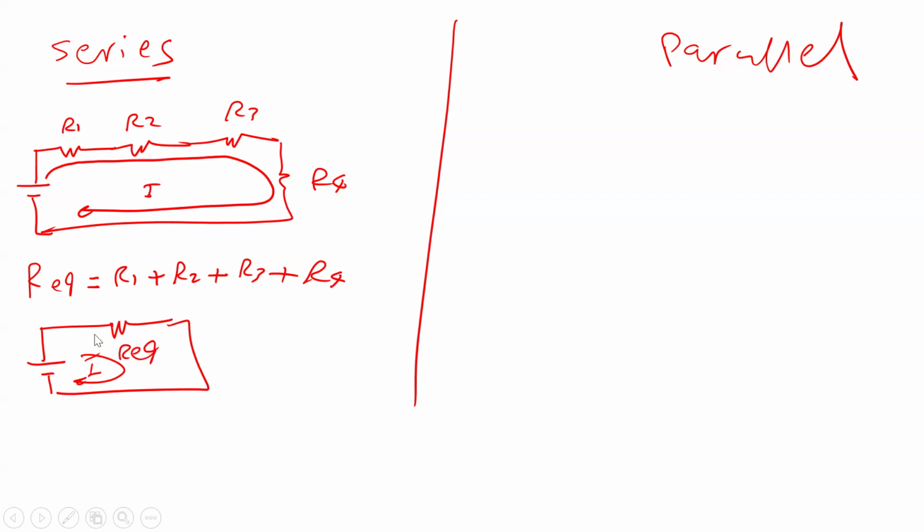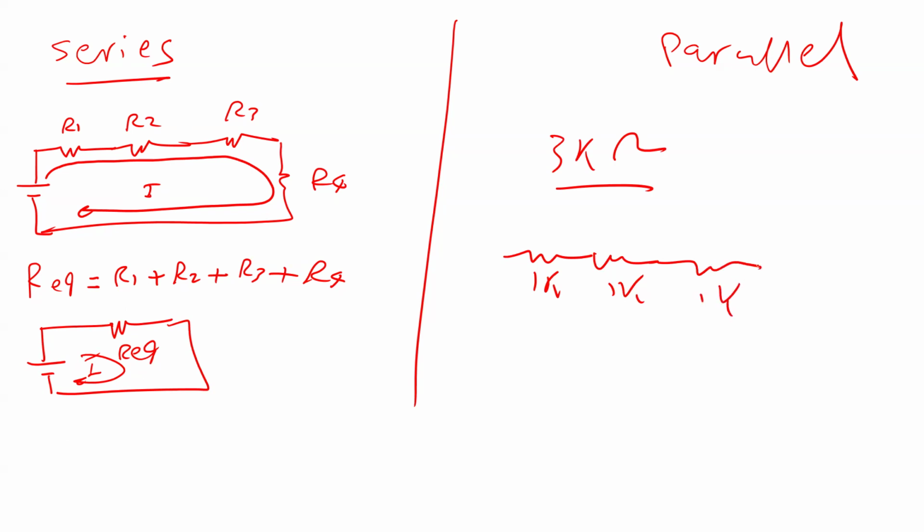By the way, we do this all the time, sometimes in your lab or in capstone. For example, I need a 3K resistor, but I don't have a 3K resistor. So what you can do is connect 1K and 1K and 1K in series. This way, you are able to have one resistor with 3K ohms. You got what I'm saying? Any questions?